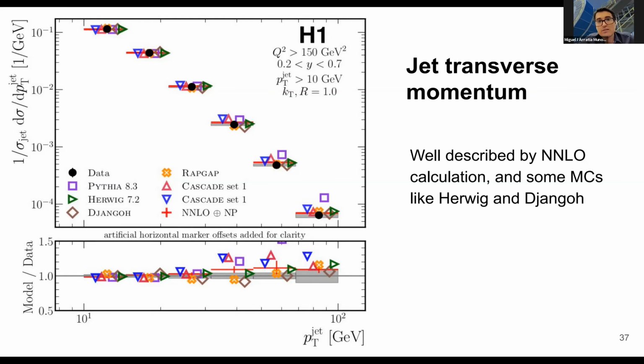It's hard to see from the plot above how well they compare, but if you look more closely at the ratio, you see first that the data is very accurate and can constrain the difference between the models very well, and is actually very well described by the next to leading order calculation, which is shown here in red. A variety of Monte Carlos are also able to describe this.